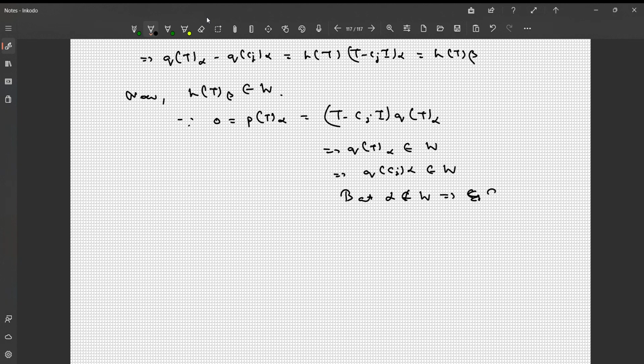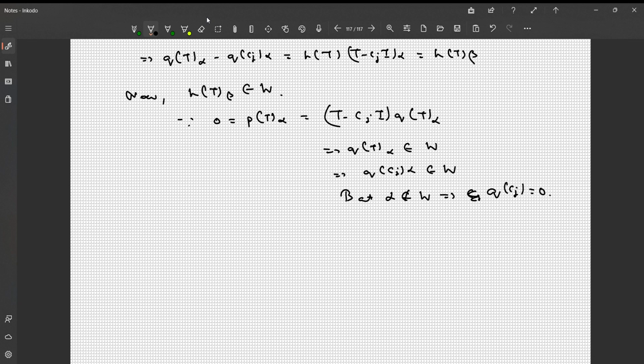But alpha is not in W, that was our assumption, right? So if alpha is not in W, then that implies q(cj) must be equal to 0, because the only possibility that q(cj) times alpha is in W when alpha is not in W is that this term becomes 0, and for this term to become 0, because alpha was also chosen to be a non-zero vector, q(cj) must be equal to 0. But q(cj) cannot be equal to 0 because cj is an eigenvalue and p is the least degree polynomial such that cj is a root of it.